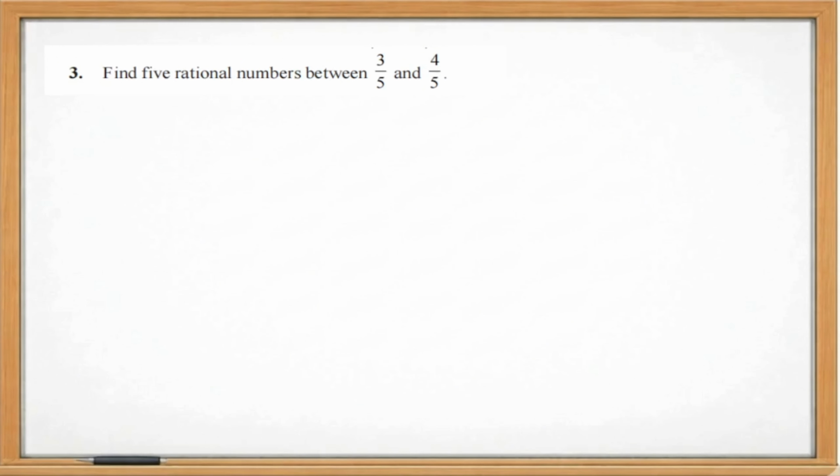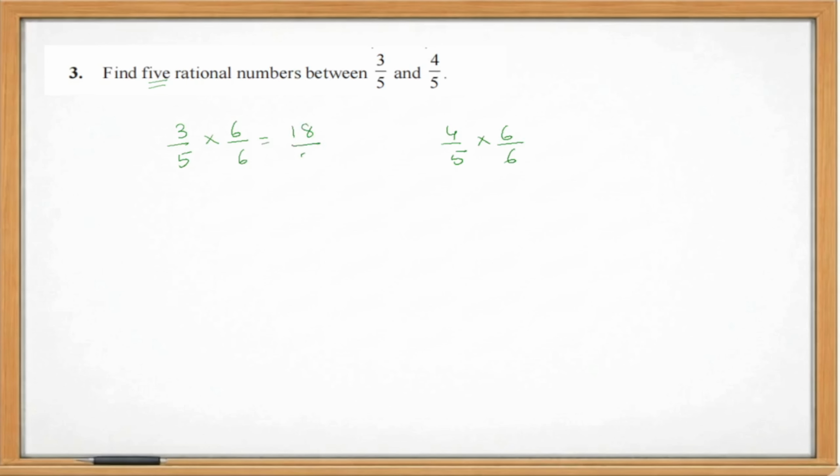Third question. Find 5 rational numbers between 3 by 5 and 4 by 5. So first I'm going to write 3 by 5 here, then 4 by 5 here. Since the denominators are same, we don't need to find the LCM. And since 5 rational numbers are asked, I'm going to multiply with 6 in the numerator part and the denominator part. Then 3 into 6 is how much?